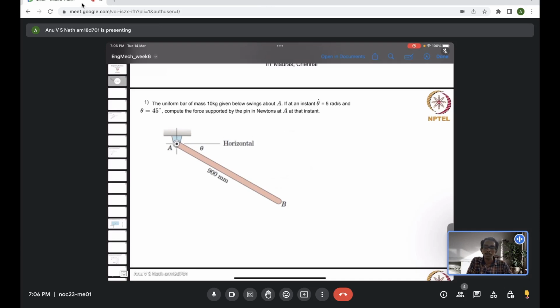The uniform bar of mass 10 kg given below swings about A. If at an instant theta dot, which is the angular velocity of the rod, is 5 radian per second, and theta is 45 degrees, compute the force supported by the pin in newtons at A at that instant. So basically, I have to find the reaction forces acting at the pin joint A. It's just a rod which is swinging. You could try this out. I'll wait for a moment, then I will explain how to do it.